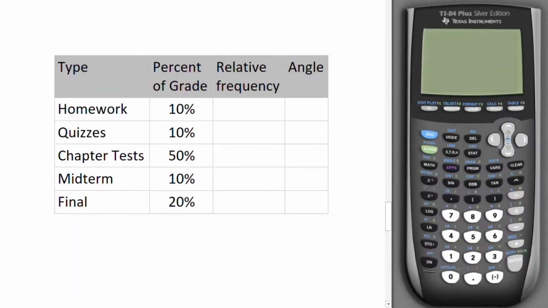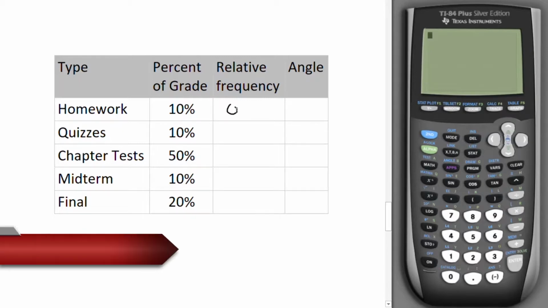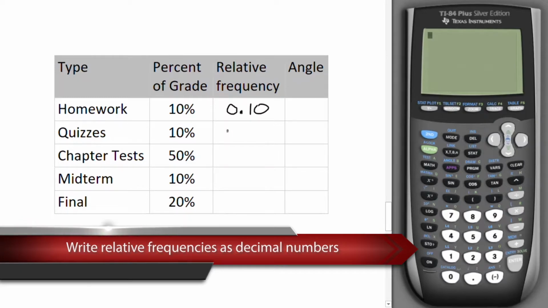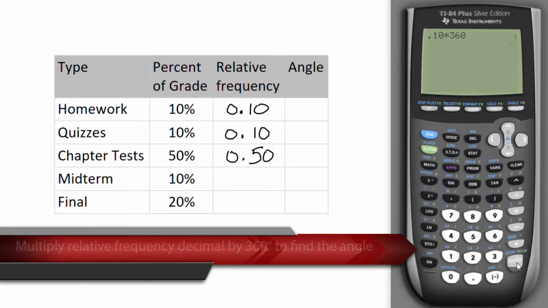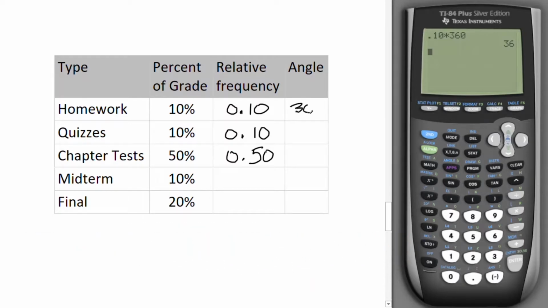In order to create the pie chart, I have to write my relative frequencies as decimal numbers. 10%, of course, is going to translate to 0.10. And again, I've got 10%. 50% is 0.50. And now what I do is I take that decimal number and multiply it, so 0.10 multiplied by the 360 degrees that I find in the circle, and that is going to give me 36 degrees. So this is 36 degrees here, and of course this is the same, so this is 36 degrees here.